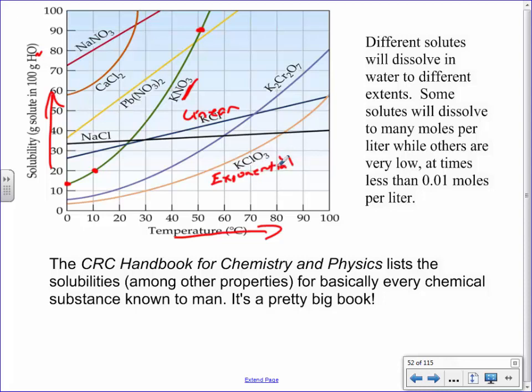So some things happen to follow a linear graph where it's very consistent and you can almost find a slope to it. Some of these things actually kind of accelerate as you keep going. Okay. But the important part here is as you heat things up, the capacity for how much solute you can shove inside gets higher.